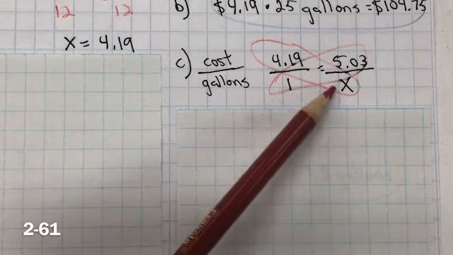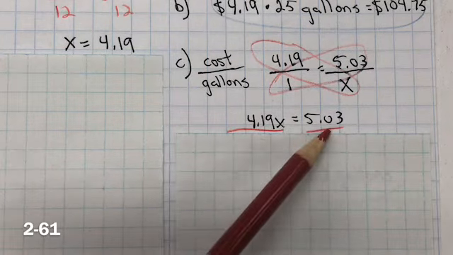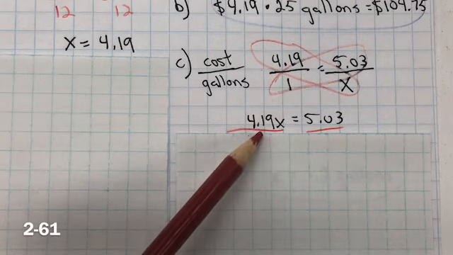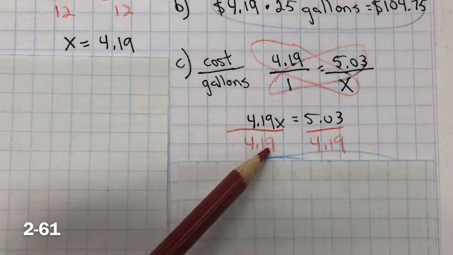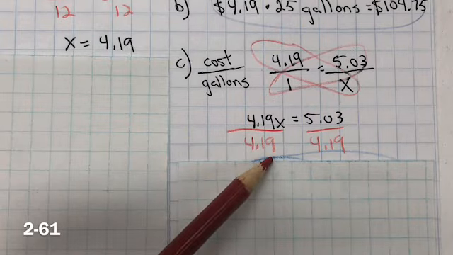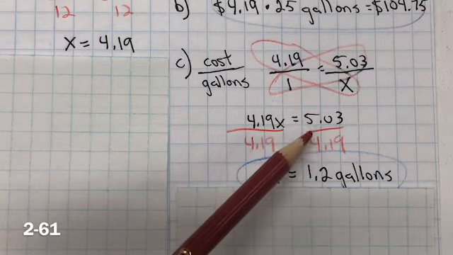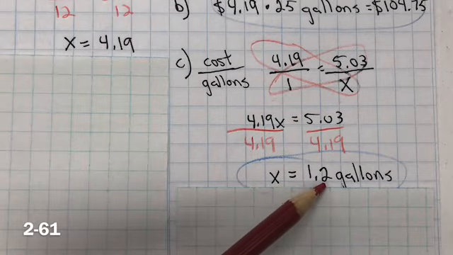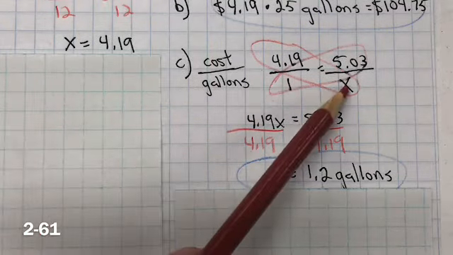Just like before, we cross multiply. 1 multiplied by $5.03 is $5.03. x multiplied by 4 and 19/100 is 4 and 19/100 x. Inverse property of multiplication is division. We divide both sides by 4 and 19/100, created the giant 1. So 1 multiplied by x is x. 5 and 3/100 divided by 4 and 19/100 is 1.2 or 1 and 2/10 gallons. Remember, x represents gallons.